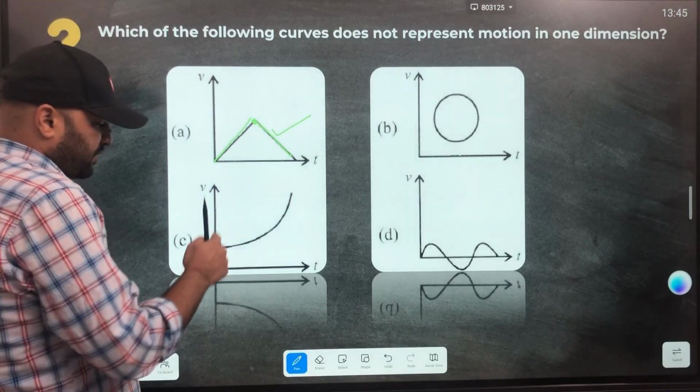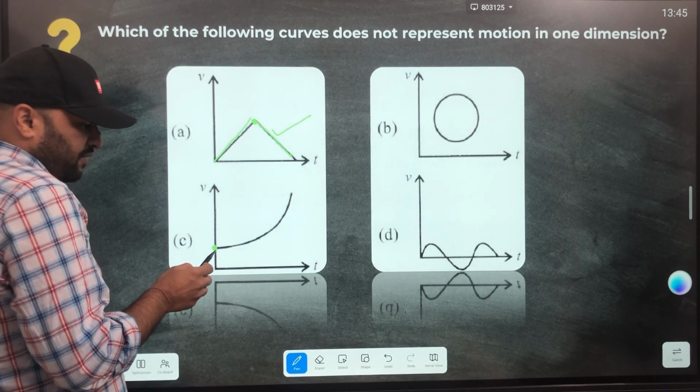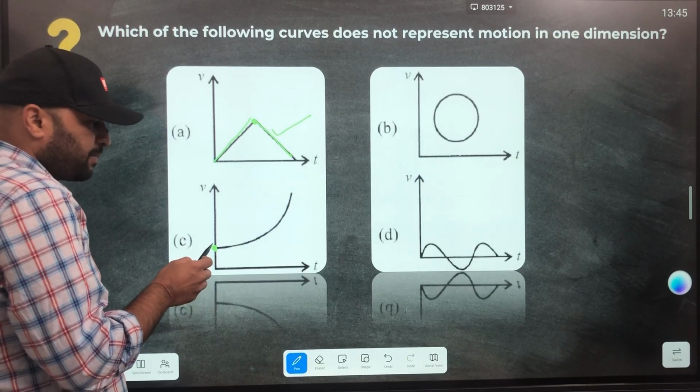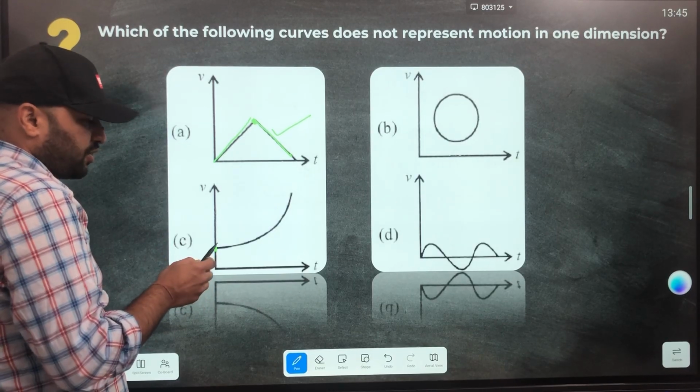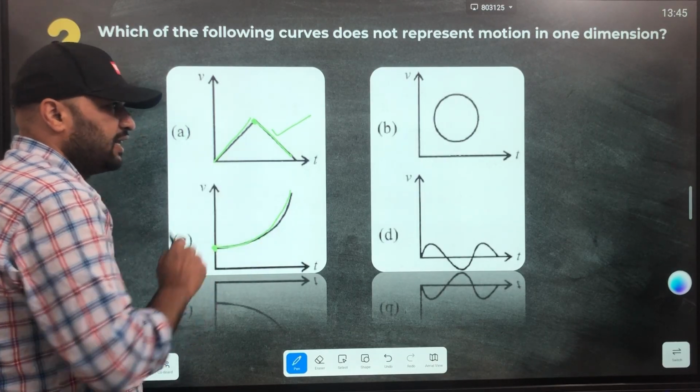Let's see the graphs. This is C. Here again, there was some initial velocity. So if the graph is not starting from 0, it simply means the particle has some initial velocity. So if initial velocity is there, the graph will increase like this, correct?